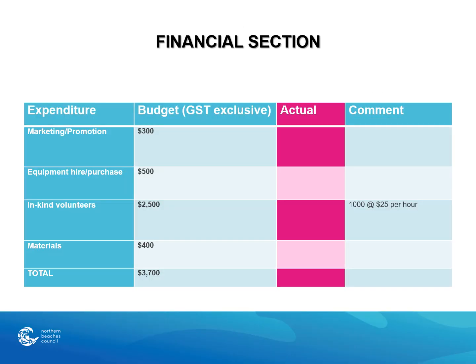The financial section of the acquittal requires you to account for the funds you were given and how they were used. A practical way to do this is to add a column into your budget spreadsheet that shows the actual cost of each item against the budget estimate. This also ensures you only spent the money as you said you would in the application. You will also be required to submit your receipts and invoices for the project as proof of your spending. Ensure you keep all of your receipts and either scan them or take a photo of them on your phone.